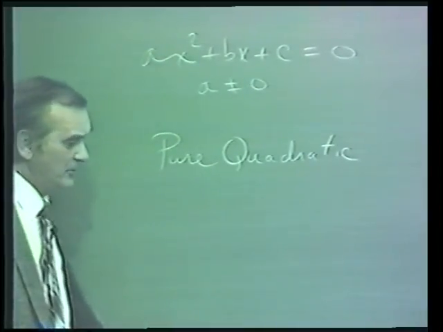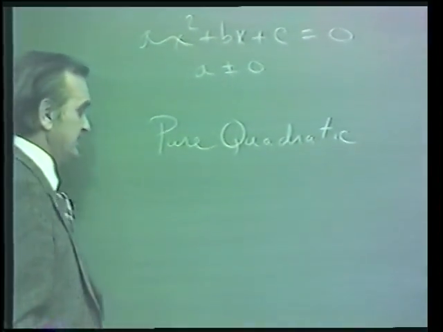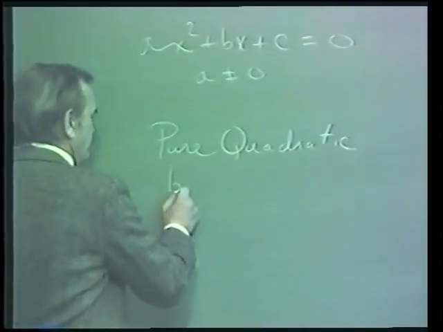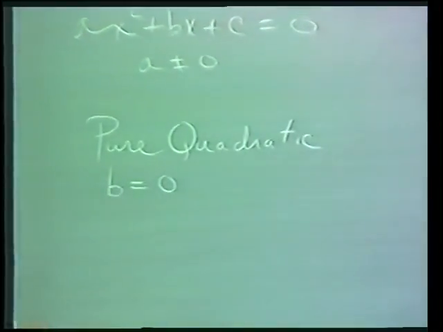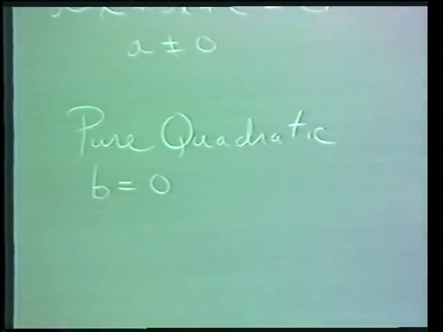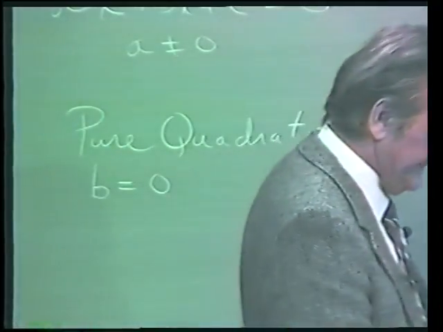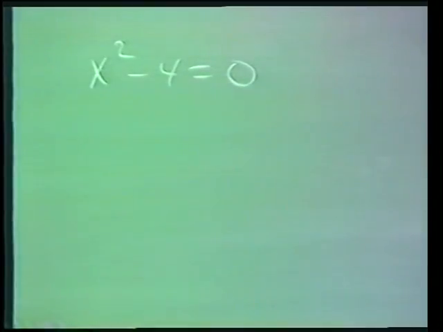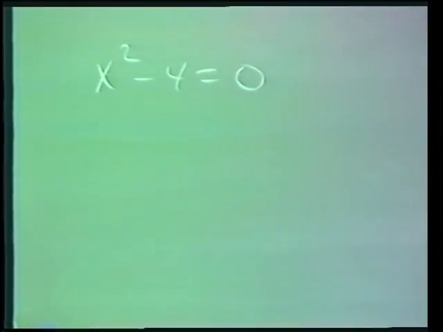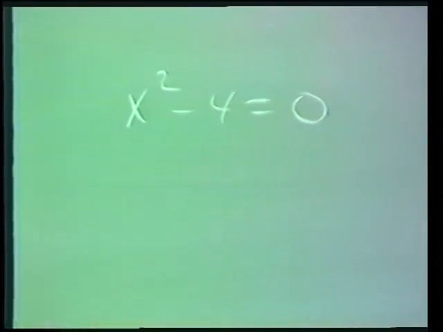Okay? A pure quadratic is one in which b is equal to 0. Example: x squared minus 4 equals 0. This is a quadratic equation. Notice b is 0. If b is 0, that means you're not going to have a first degree term.